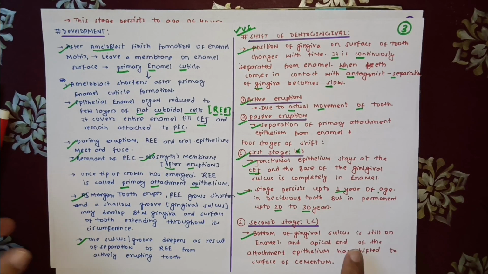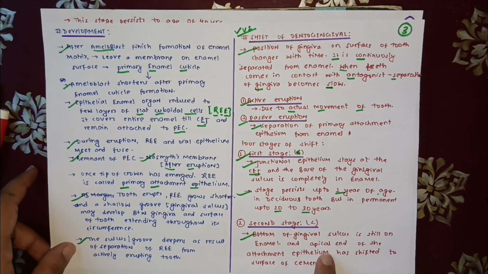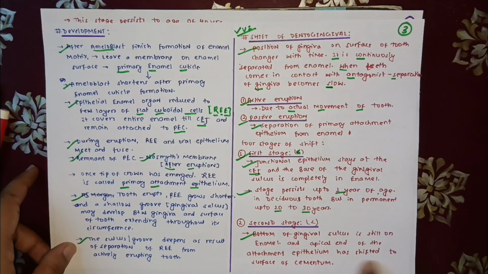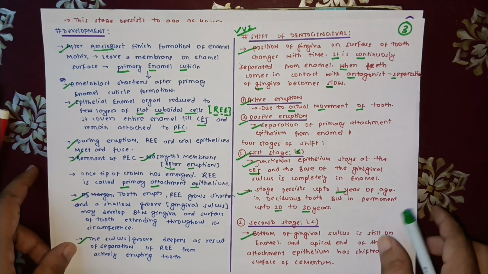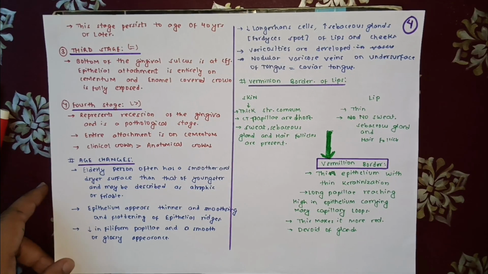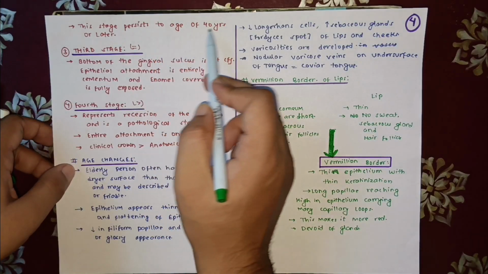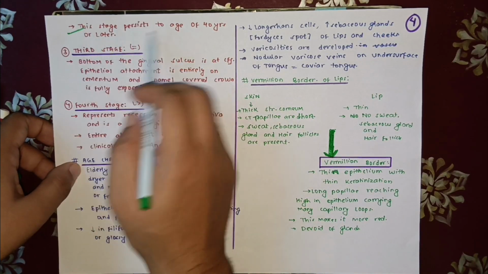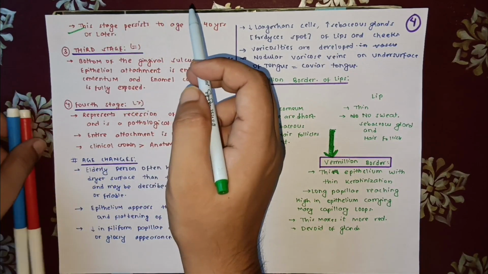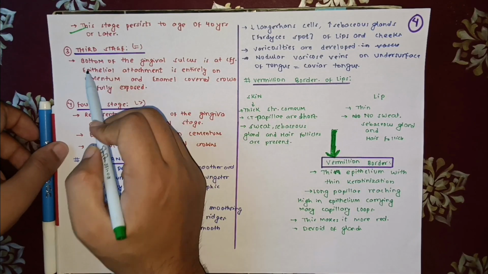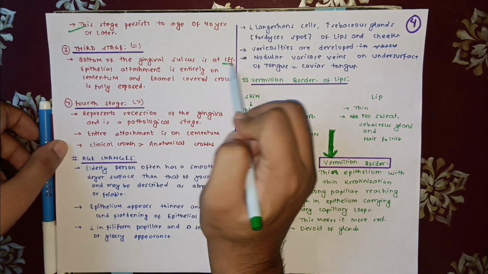So the bottom of the gingival sulcus is still on the enamel, but the apical end of the attachment epithelium has shifted to the surface of the cementum. This stage persists up to the age of 40 years, so you can remember those ages, as they can be asked in MCQ exams. Now in the third stage, the bottom of the gingival sulcus is at the cemento-enamel junction.